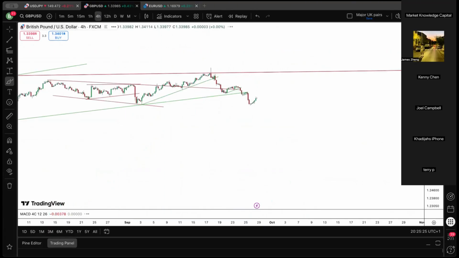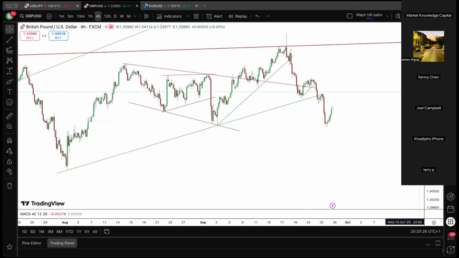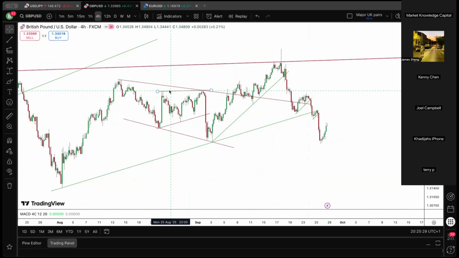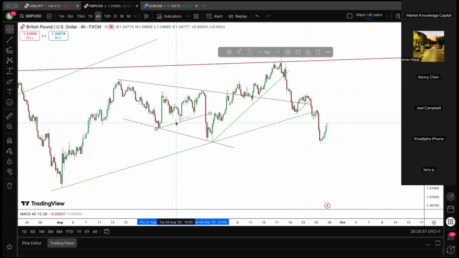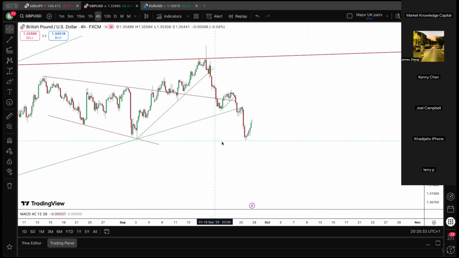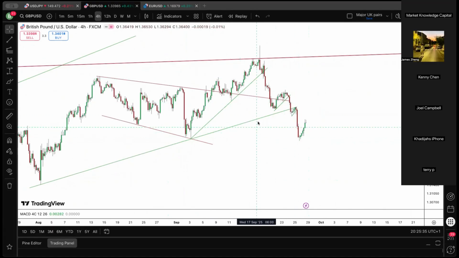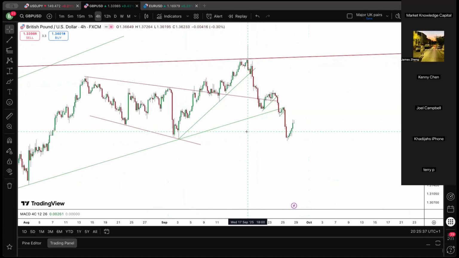And as I continue to scale down again, it just helps me to identify where the impulses are, where the corrections are, and what ways we're currently trading in. So I track it down to even the last hour. And this is how I was set.